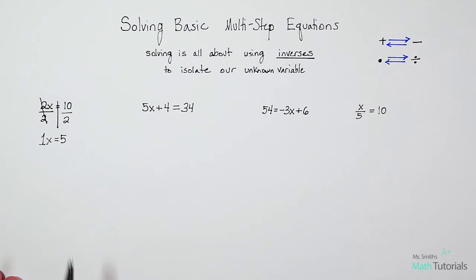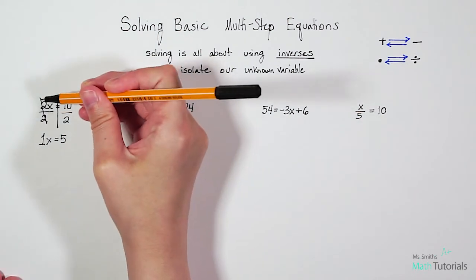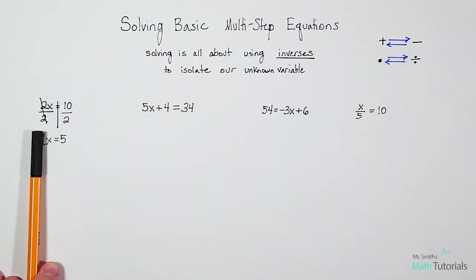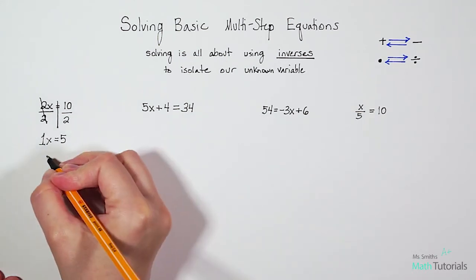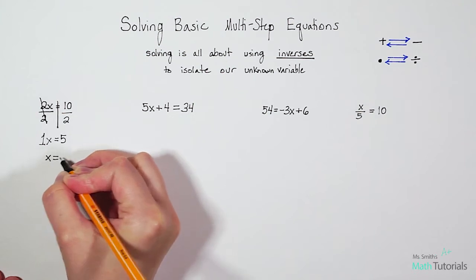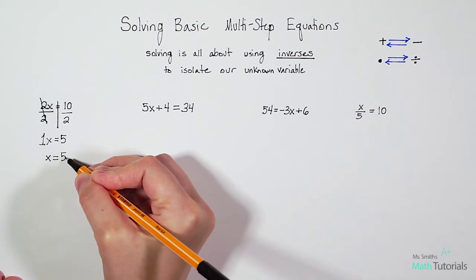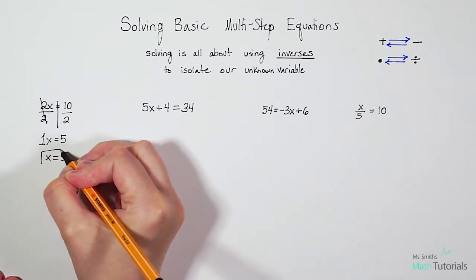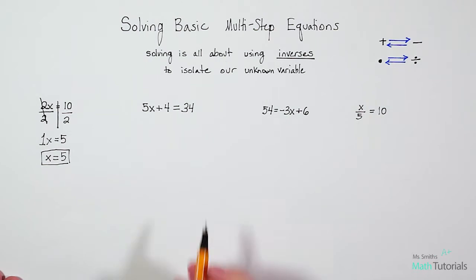Now what's important to understand is we don't need to see that 1 there. I'm just showing it there to show you that it is there. However, it is understood. So typically when we cross out these 2's, we don't need to write that 1 there. It's just understood. So I'm going to rewrite this answer how we would typically see it. Just x equals 5. These two say the same thing, but this is going to be the one that you see the most often.